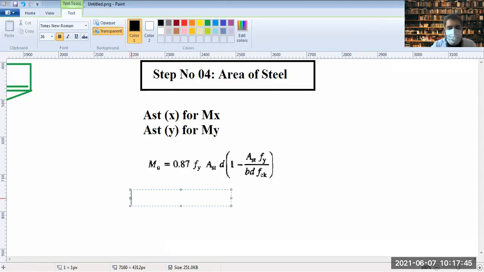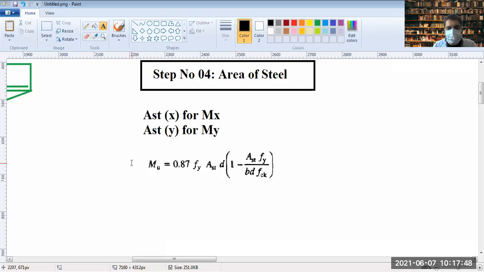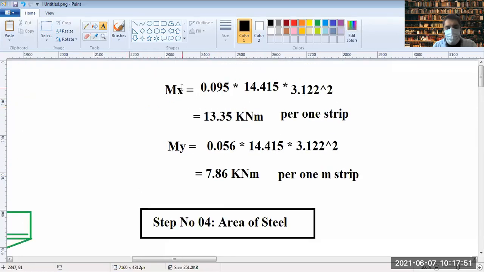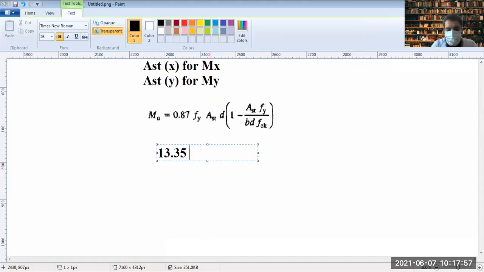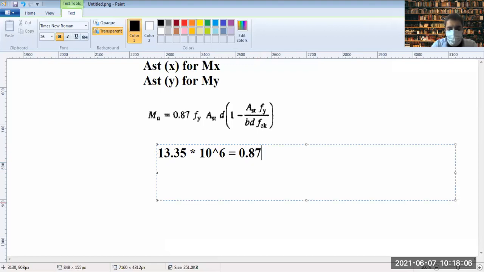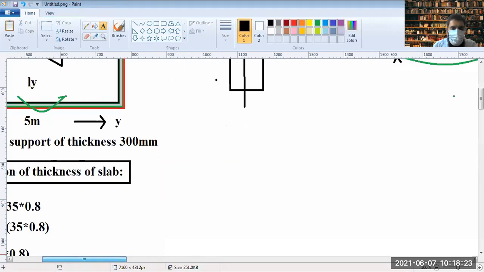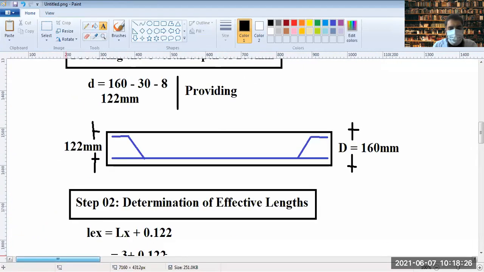Now your mu is along the x direction, that you already know. This is mu. It's already factored, 13.35 into 10 raised to 6. This is along the x direction we are calculating. AST, this is 0.87, 500, ASTX into D. D was 160, or that was overall D, 122.